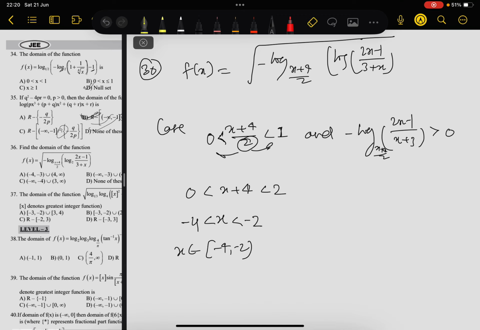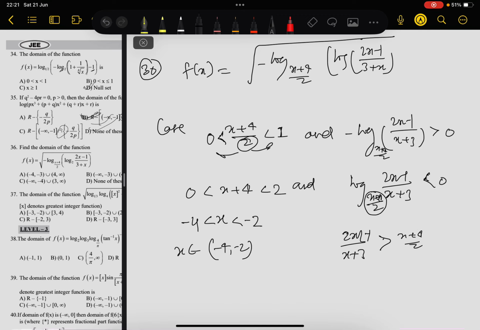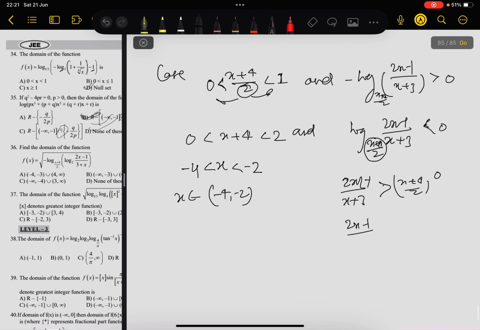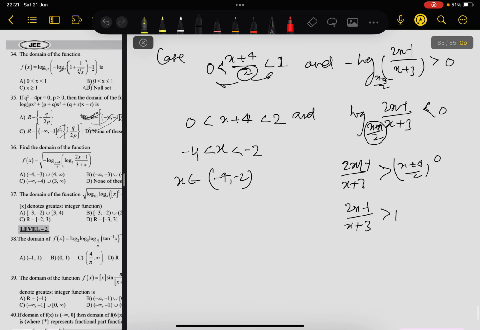So if x belongs to minus 4 to minus 2, right, then base will be between 0 to 1. Now, and this also should be true. So for this one you can write down, you can multiply by minus 1 both sides, 2x minus 1 by x plus 3, base x plus 4 by 2. So this will become less than 0. Now if base is between 0 to 1, so this you can write down 2x minus 1 divided by x plus 3. So base is less than 1, sign of inequality will get changed. So this will become x plus 4 divided by 2 raised to 0. So this is 2x minus 1 by x plus 3 greater than 0.